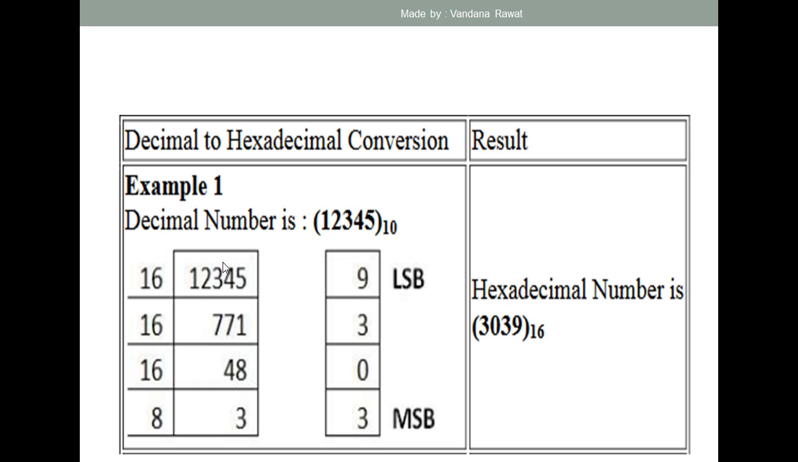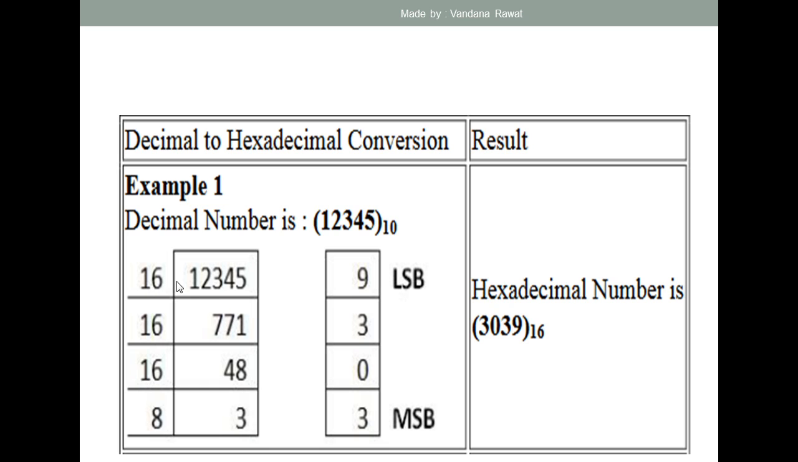Okay, for example, the same number I am taking which I have taken in the previous one, that is 12345. But now in this case you have to convert it into hexadecimal. So first of all you will divide this number by 16. So what will you get?